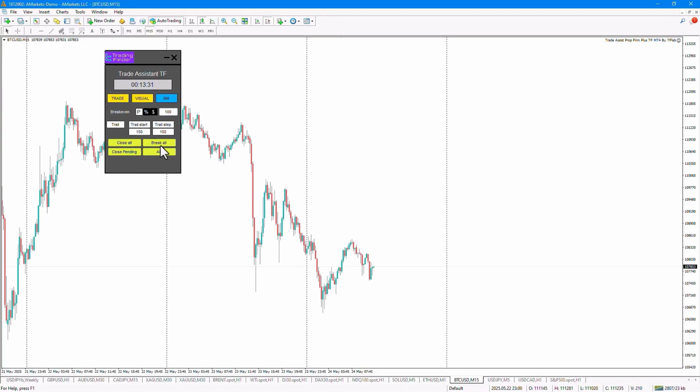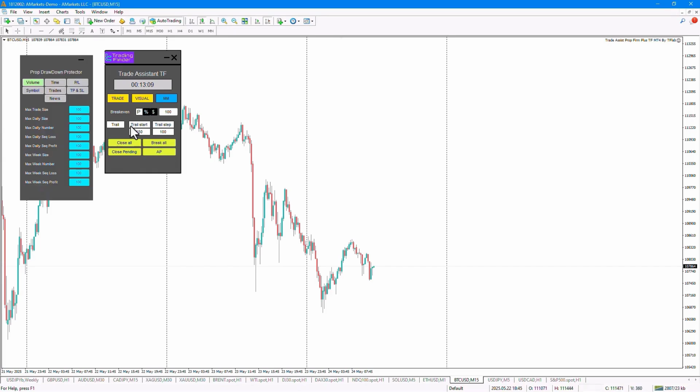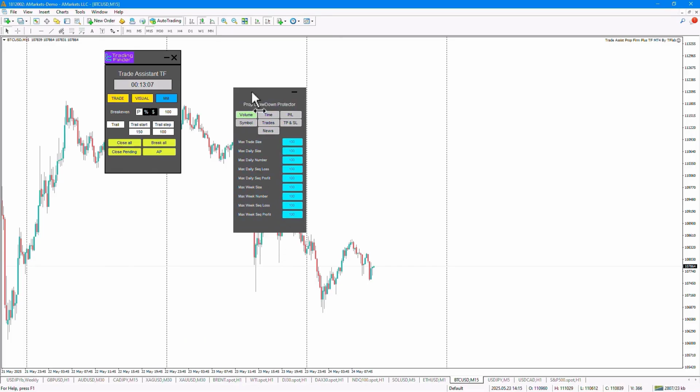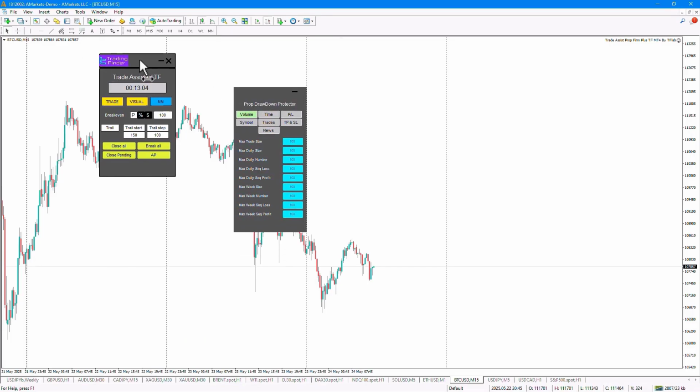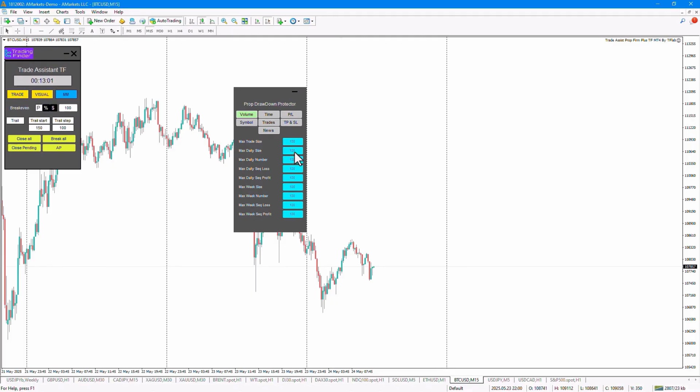And finally, there is the Break All option, which will break even all trades that are eligible, moving the stop loss to the break-even point for me. The last option in this tab is related to the AP or Account Protector option, which, when selected, opens a new tab for us. In this panel, 7 new tabs are provided for us, through which we can protect our account and funds.